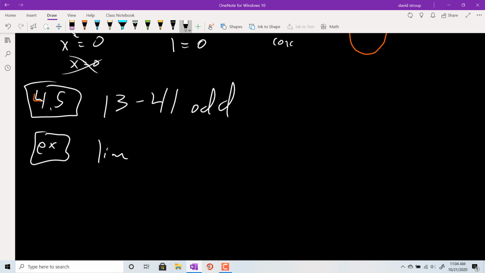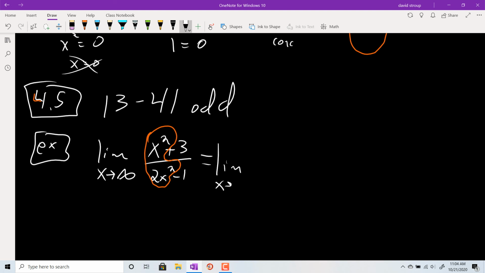And here we go. The limit as x goes to infinity of x squared plus 3 all over 2x squared minus 1. The trick for these was to remove everything except the high degree terms and then figure out that limit. So this will be the limit as x goes to infinity of x squared all over 2x squared, which is the limit as x goes to infinity of 1/2. And the limit of 1/2 is 1/2.